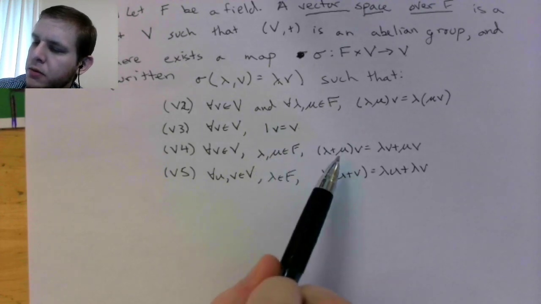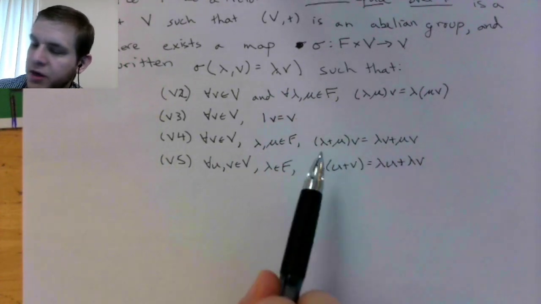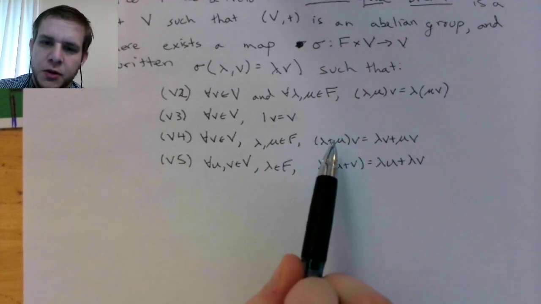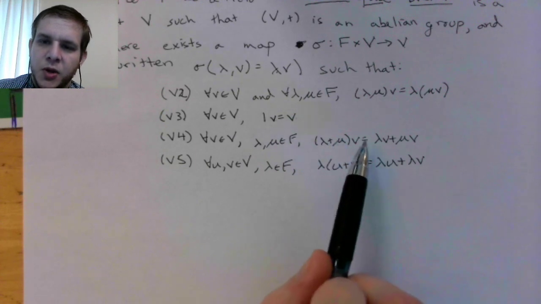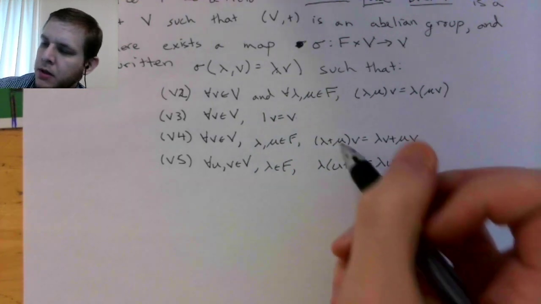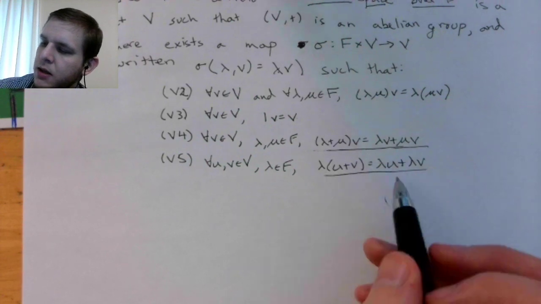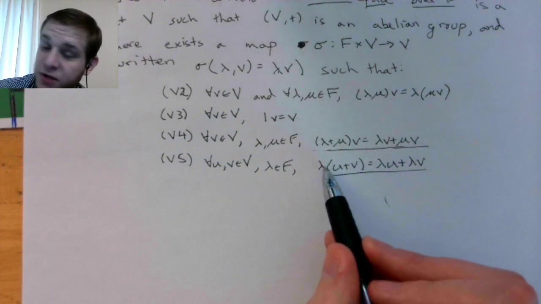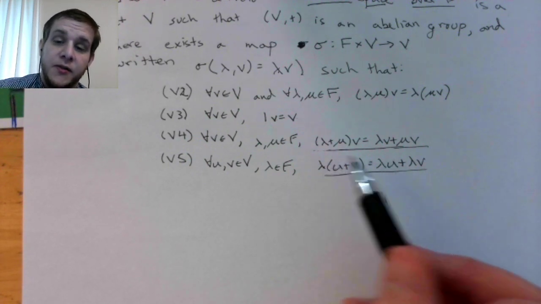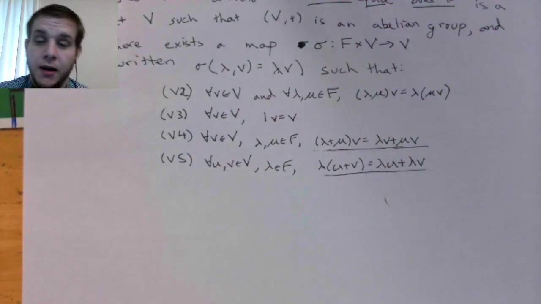Lambda plus mu, in F, and v in V, this is one of the distributive properties. So if I'm multiplying my vector v by the sum of 2 field elements, I can multiply the vector by each of those field elements and then add the results instead. And the other one is that, well, now I have just 1 field element but 2 vectors. So if I'm adding 2 vectors and then multiplying by the field element, it's the same as multiplying each of the vectors by the field element and then adding the results together.